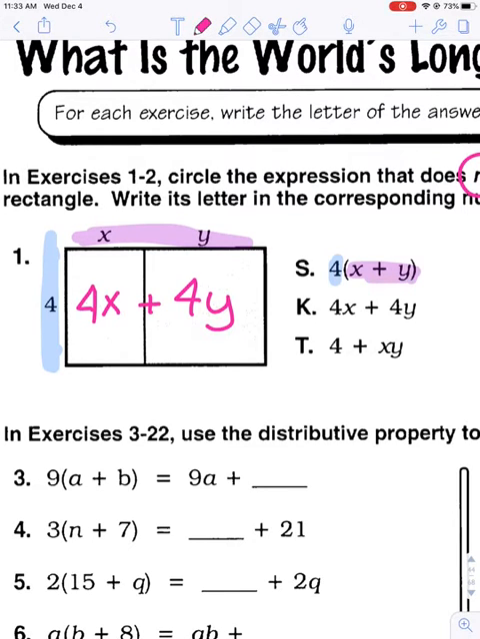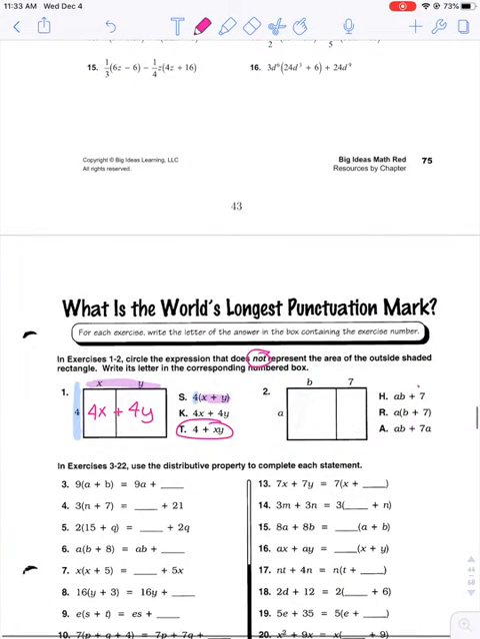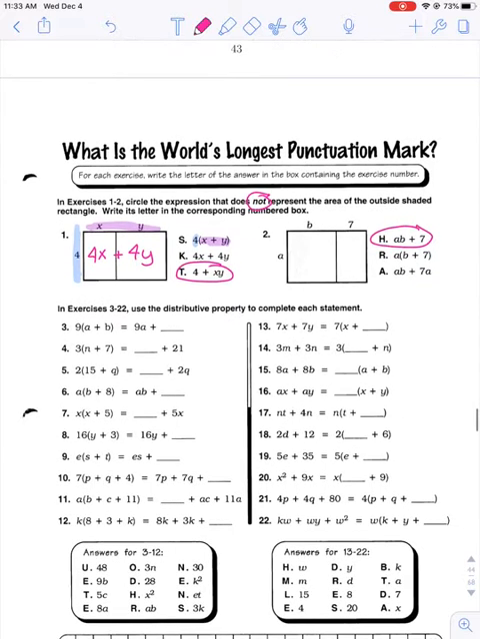T does not work because they did not multiply the 4 times x. And then their second one doesn't make any sense either. X times y wouldn't be multiplied in any case. So T does not work. For similar reasons, expression H does not work on number 2.